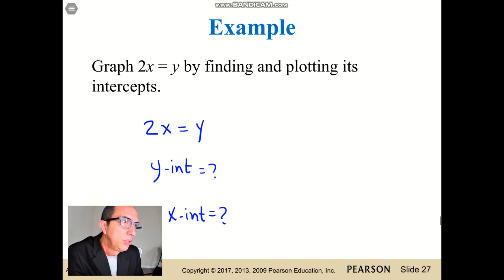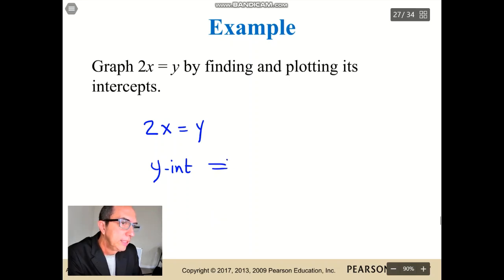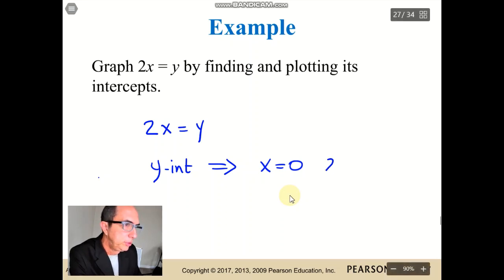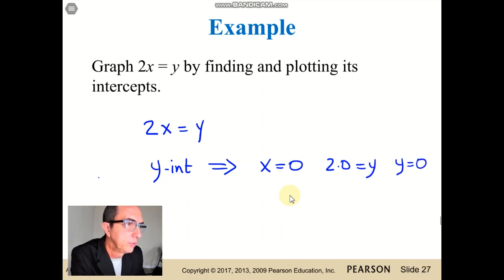What should we do? Well, to find the y-intercept, what we're gonna do is let x equal 0. Now we plug x equals 0 into the equation. That means 2 times 0 equals y, and this results in y equals 0, right? 2 times 0, 0, y equals 0.